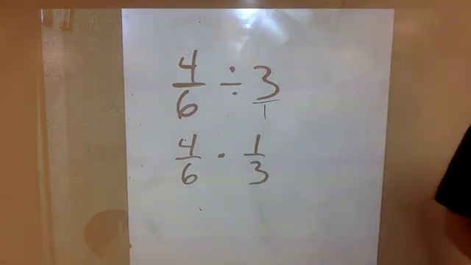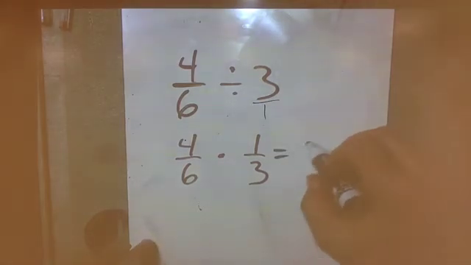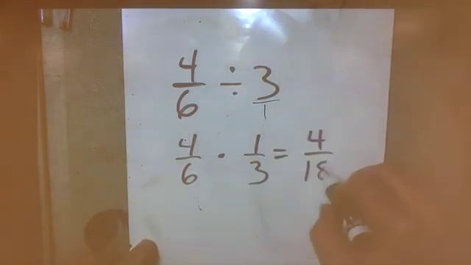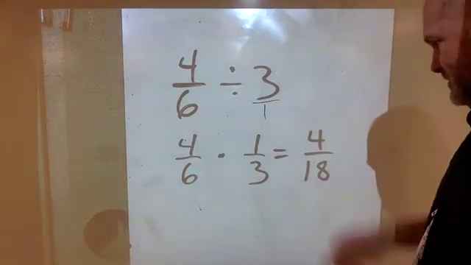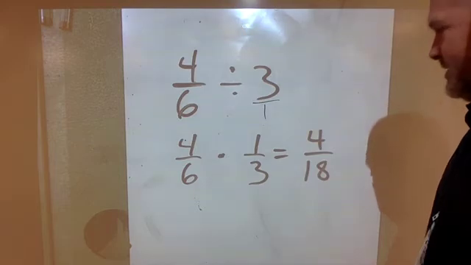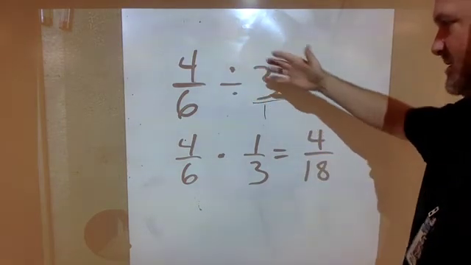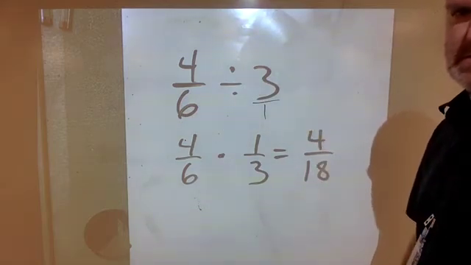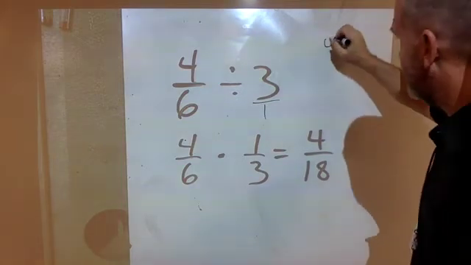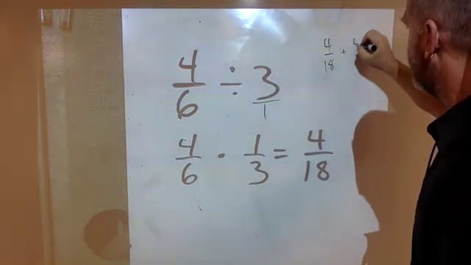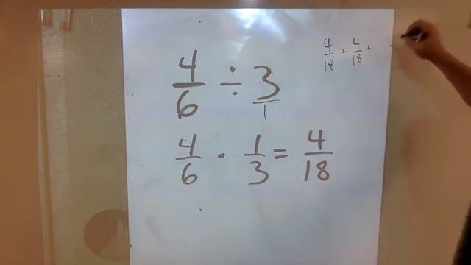Now you can multiply. When you multiply fractions, you multiply straight across. So this would be 4/18. And that does not reduce. So imagine that. You took these 4/6 of a pizza and you split it into 18 pieces, and you each get 4 of them. So I got 4/18, you got 4/18, and the dog got 4/18.